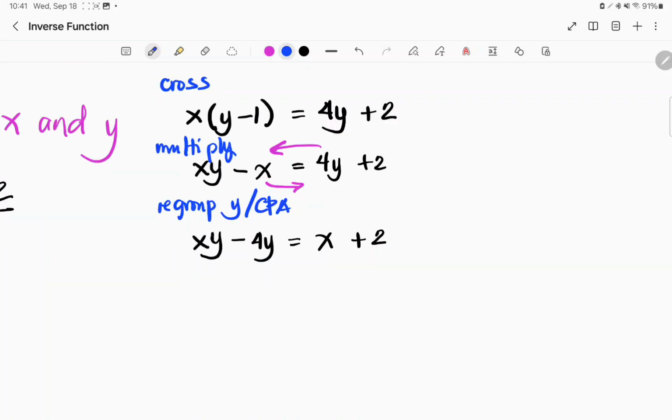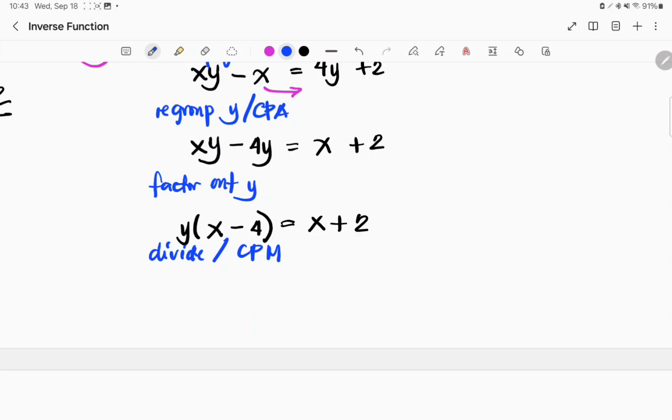The next procedure is to factor out y on the left side. As we factor out y, we have to remove all y's in the left side. So we have y, and the remaining terms in the quantity is just x minus 4. We factor out y. So we have x times y is xy, negative 4 times y is negative 4y. And we rewrite the right side of the equation.